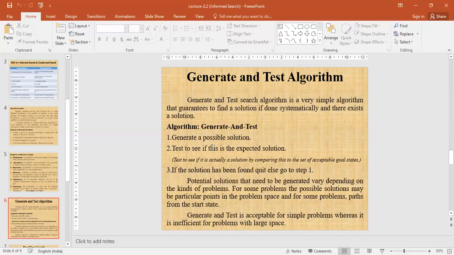A potential solution that needs to be generated varies depending on the kind of problem. For some problems, the possible solution may be particular points in the problem space, and for some problems, paths from the start state. Generate and test is acceptable for simple problems, whereas it is inefficient for problems with a large space.